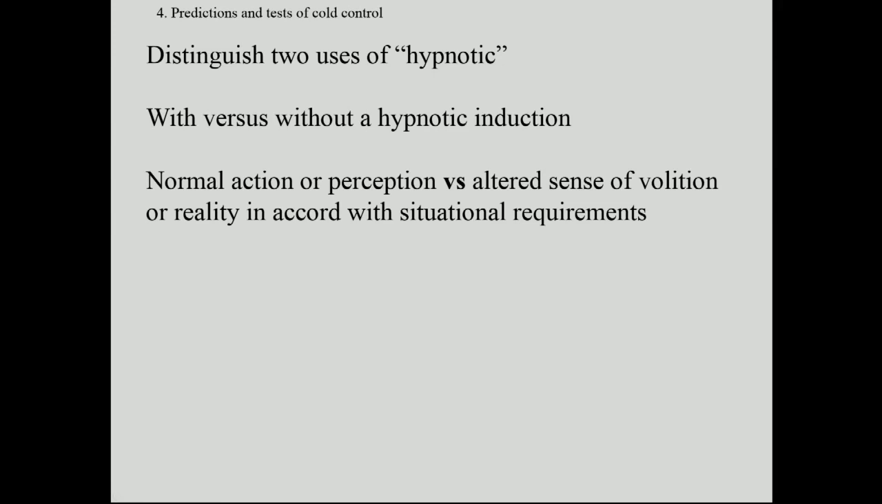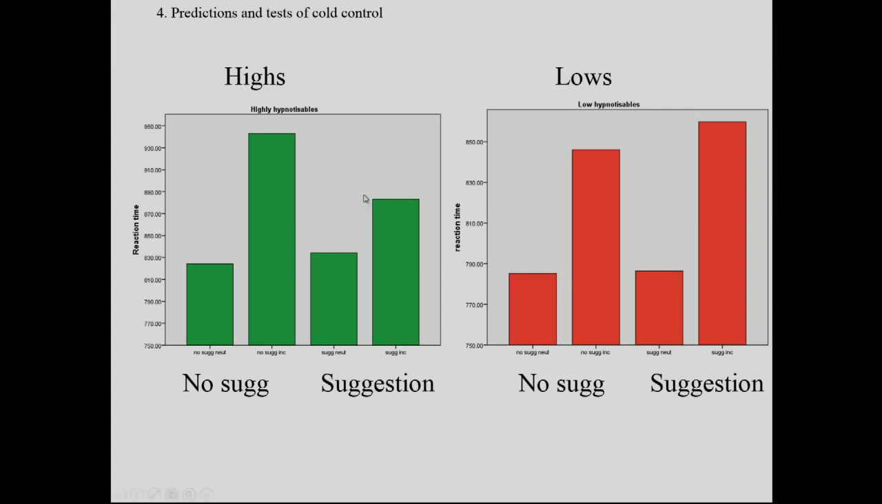Another meaning of hypnotic is that it's normal action or perception that's been altered so that you experience the action as involuntary, or your imagination as perception. And that's what makes it cold control. So in that case, back in this experiment, although no hypnotic induction was used here, this may have still been an exercise of some hypnotic process and created an altered sense of perception. And that process may be cold control or it might be something else. Do you see what I mean?